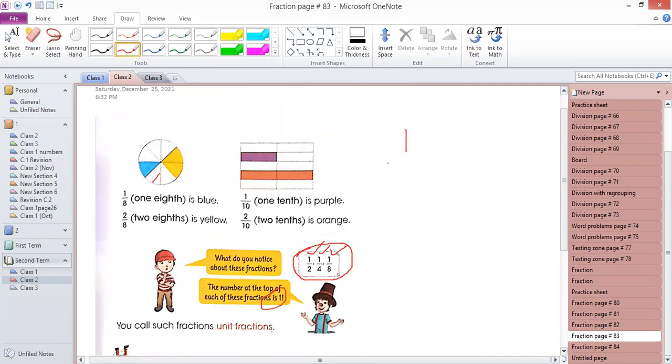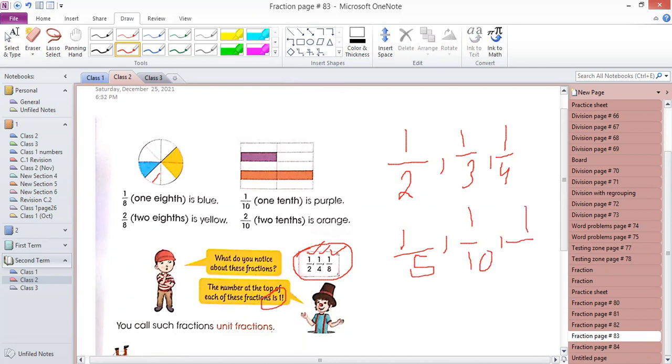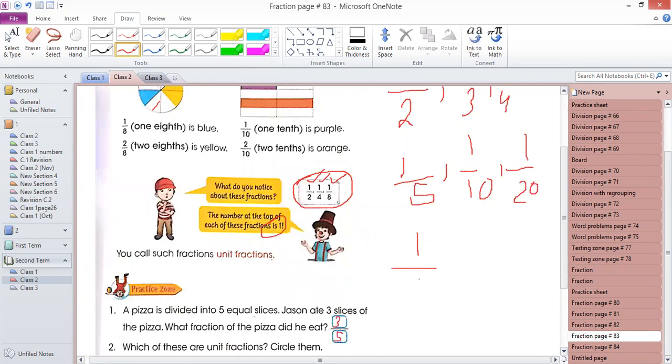So unit fractions always have 1 in their numerator. 1 over 2, 1 over 3, 1 over 4, 1 over 5, 1 over 6, 1 over 10, 1 over 20, 1 over 100. Any fraction, if its numerator is 1, that means it is a unit fraction.